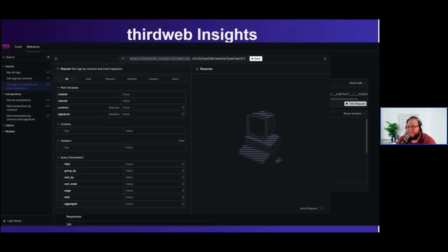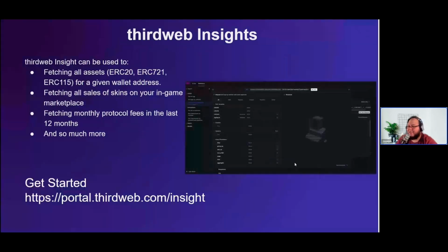Now, it's not only event based. You can also do transactions. Maybe you want to get, and we actually have a list here, a certain set of transactions. This is very useful for, hey, I want to fetch all assets for a wallet address, not just on my contract, but maybe on multiple contracts, right?